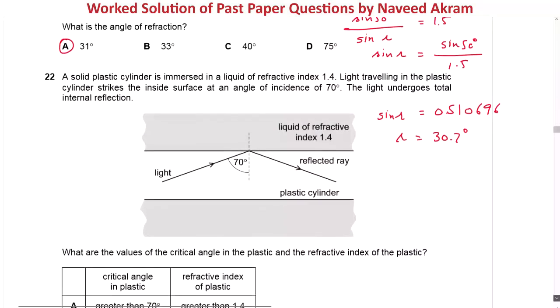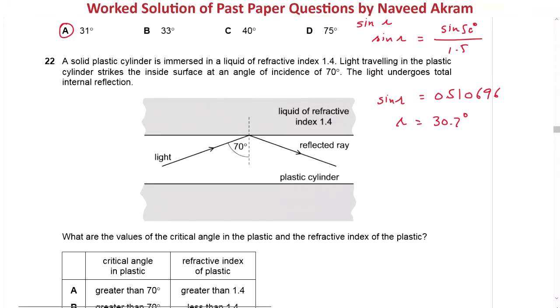Next question is question number 22 of the same paper, and this is the same question as we have done in the variant 1. So let's skip it.